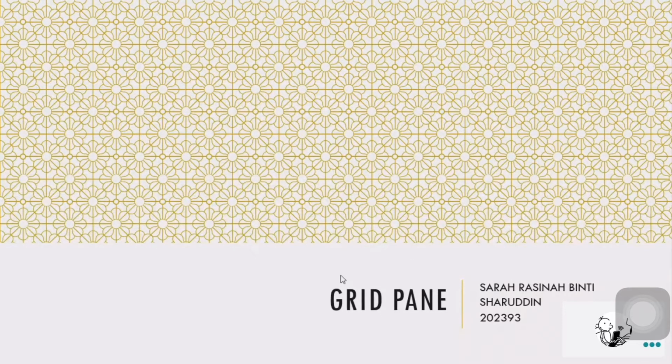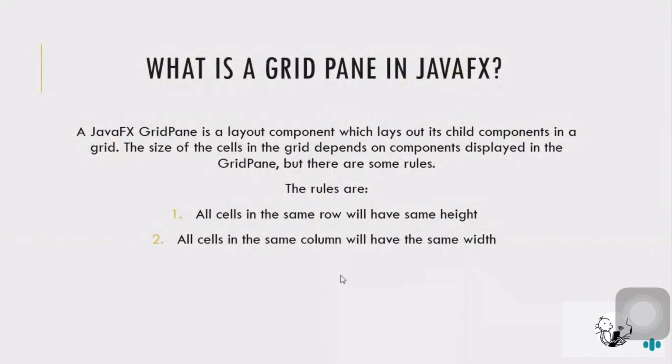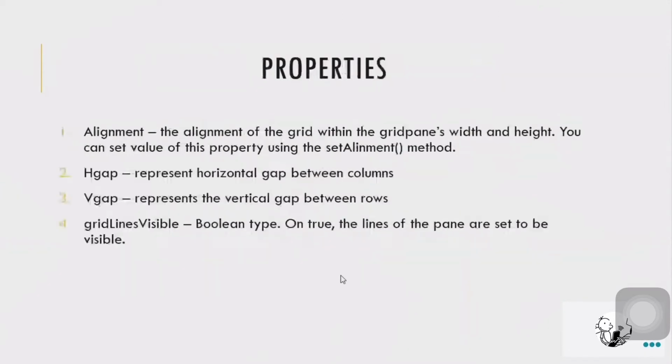So basically, what is a GridPane in JavaFX? A JavaFX GridPane is a layout component which lists out its child components in a grid. The size of the cells in the grid basically depends on the component displayed in the GridPane, but there are some rules to follow. The first one is all cells in the same row will have the same height, and the second one is all cells in the same column will have the same width.